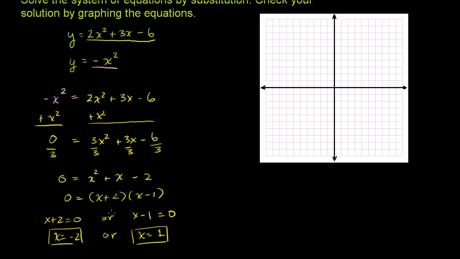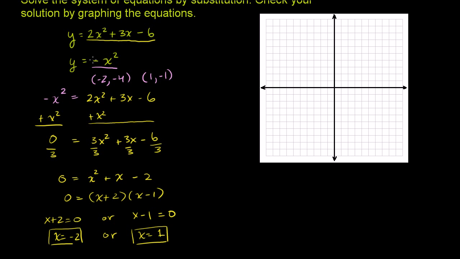And let's verify it. When I put x is equal to negative 2 here, what do I get? Negative 2 squared is positive 4, and then you put a negative there, so it's negative 4. So the point here is negative 2, negative 4. That's what happens when you put negative 2 there. And then what happens when I put 1? 1 squared is 1, and then you put a negative there, it's negative 1. So it's 1, negative 1.